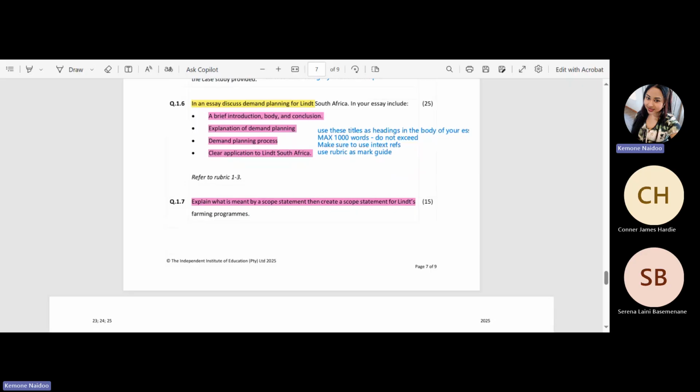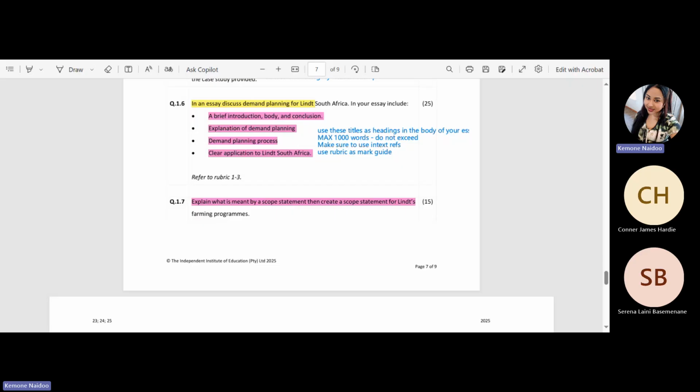Okay, and now we have an essay question. Essay questions are very nice actually, because this is where you can get a lot of your marks. It's 25 marks, so don't be afraid of an essay question. Remember, the maximum amount of words that you can use is 1,000 words. So don't exceed this. Always, always, always remember to in-text reference.